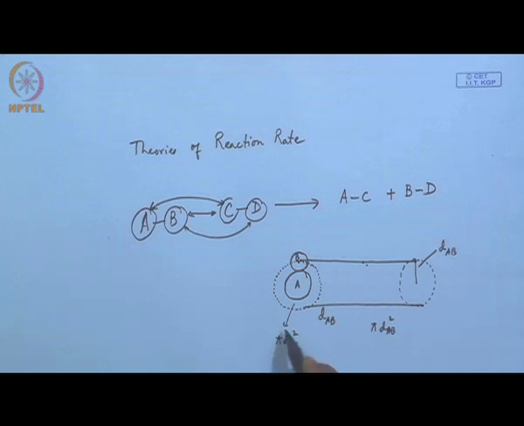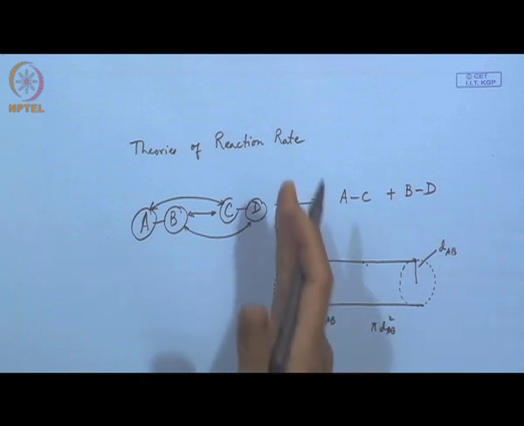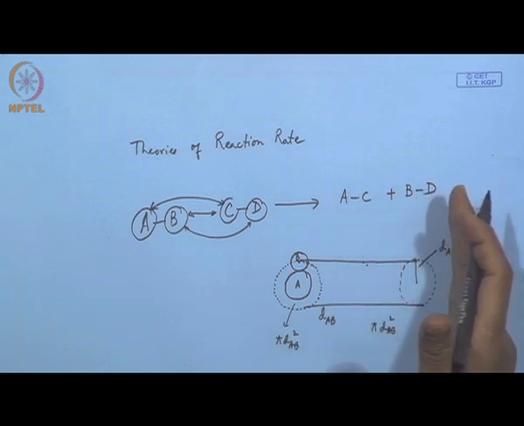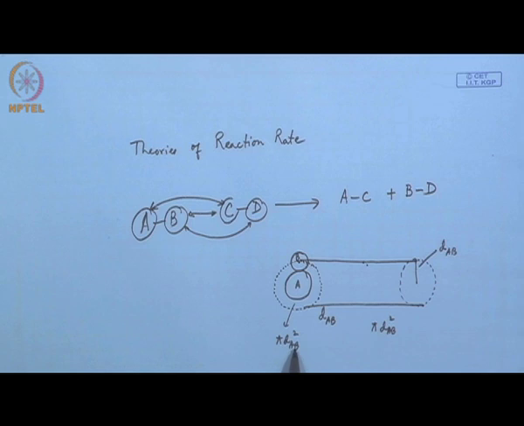Okay. So, this area, as if this molecule is moving, A molecule is moving, it is sweeping out, swept out area is pi DAB square. So, volume will be, if this area is moving at a speed say of the order of C average, then after time delta t, it will make a cylinder of volume pi DAB square into C average delta t.